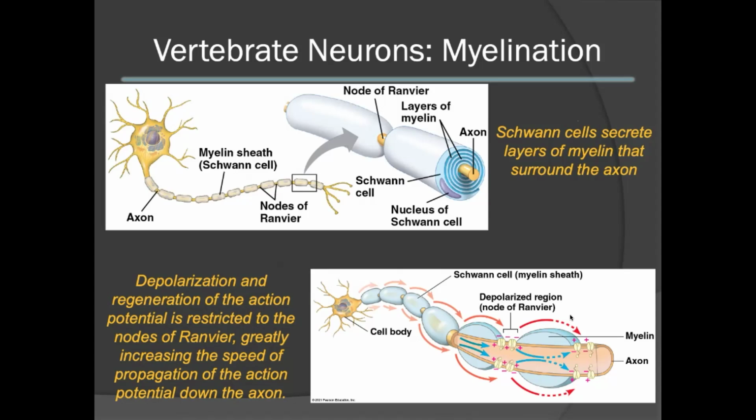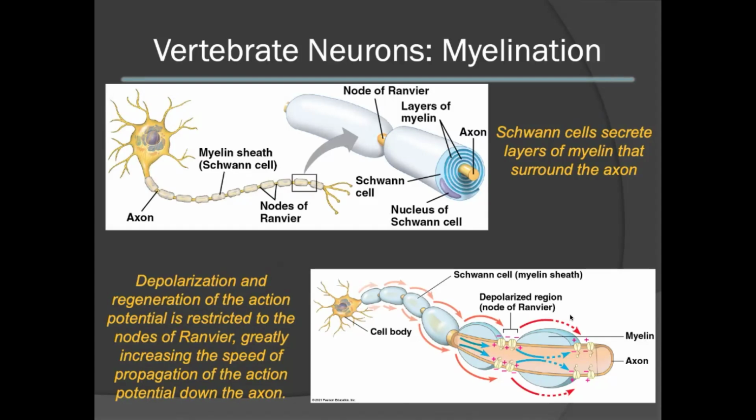Schwann cells are present in the PNS and help to secrete the layers of myelin. Remember, oligodendrocytes would be present within the central nervous system. Note the presence of the myelin sheath, which is deposited by the Schwann cell. The Schwann cell itself will be kept within the layers of the myelin.